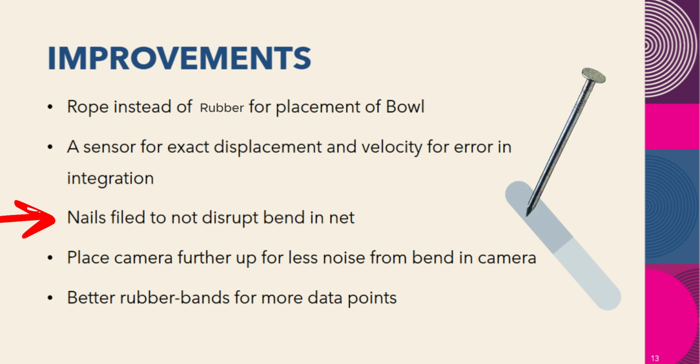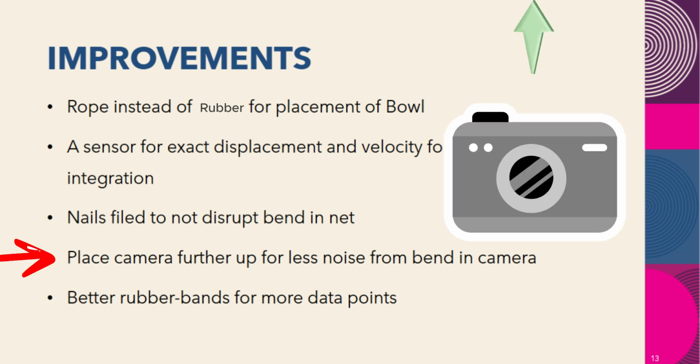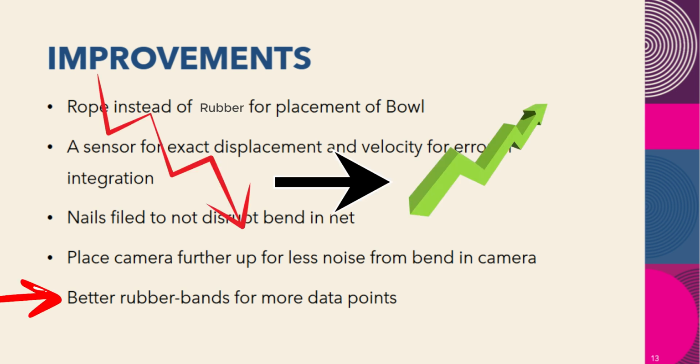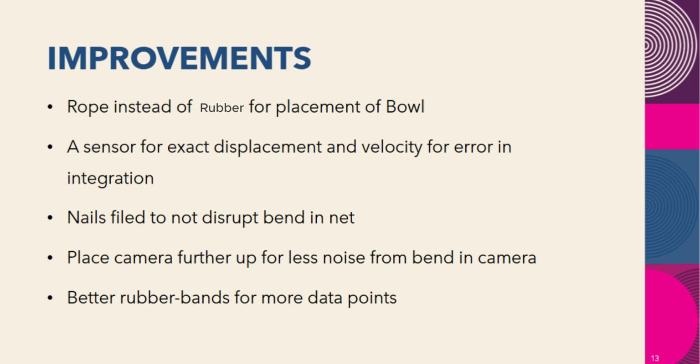After that, we can file the nails inside of the bucket in order to prevent any snagging and the bending of the rubber bands. And we can also place the camera further up to reduce the noise in the data due to the angle of the camera it was recording at. And finally, we could replace the cheap rubber bands with higher quality rubber bands in order to collect more data points, as the bands we used made it difficult to lengthen the impact event.